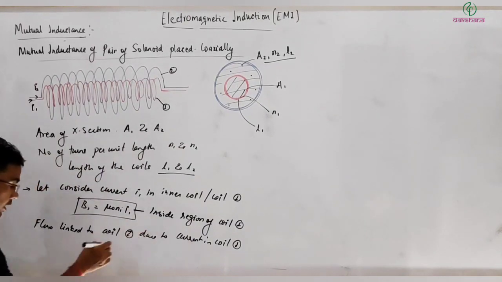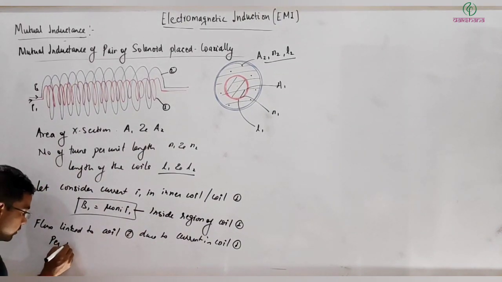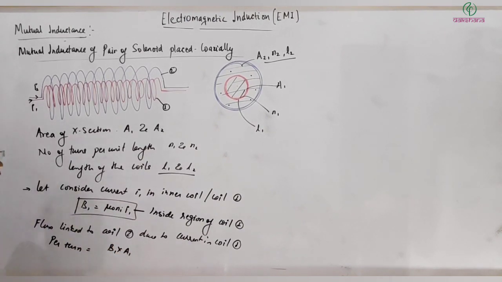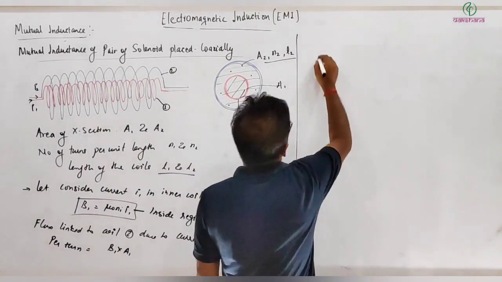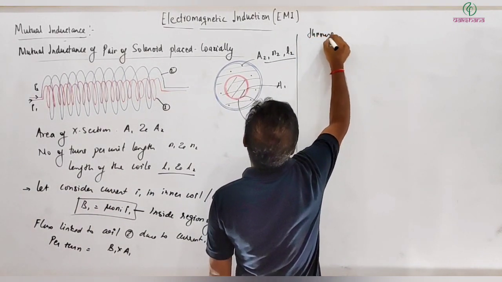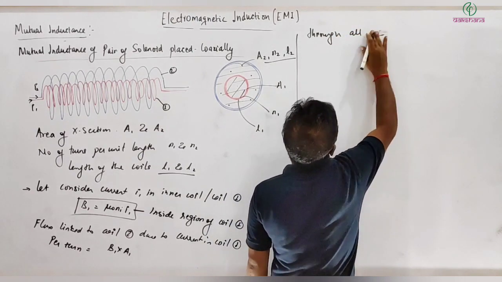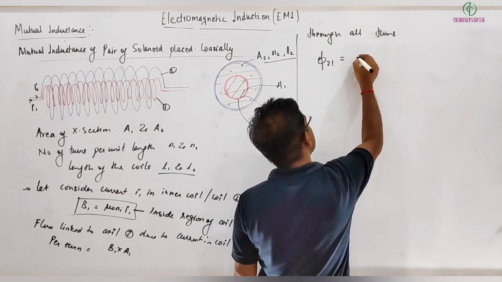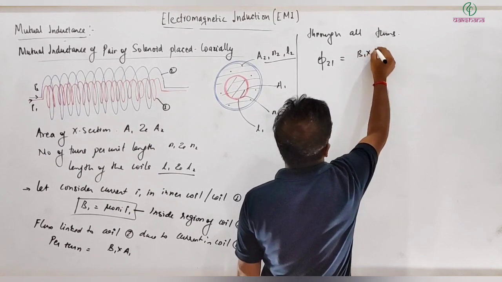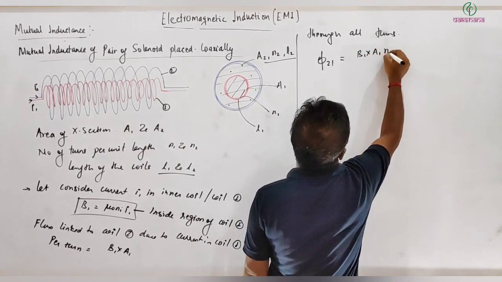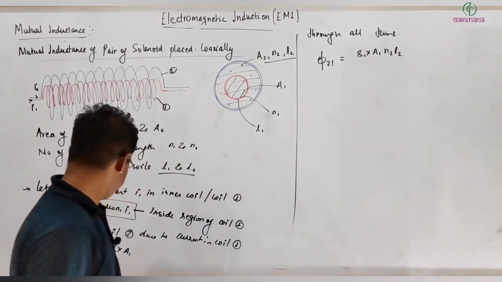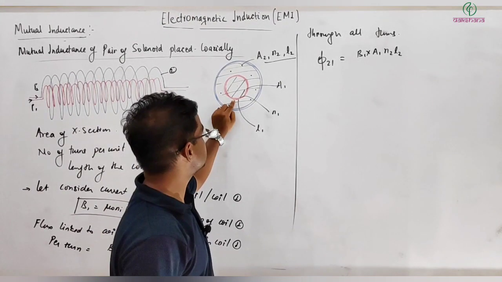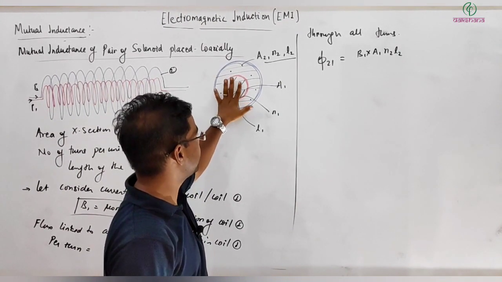So I can write, per turn, that is B1 into area A1, and through all turns I can write phi 2 due to current in coil 1 comes out to be B1 into A1 into N2 into L. Clear? Because when current is in coil 1, there is only flux or magnetic field in this region.